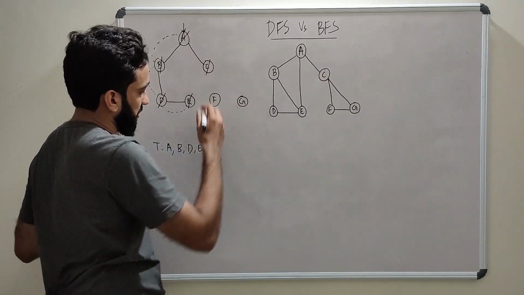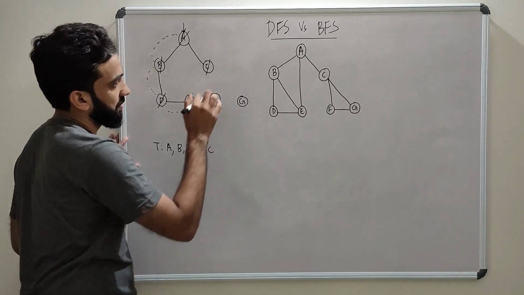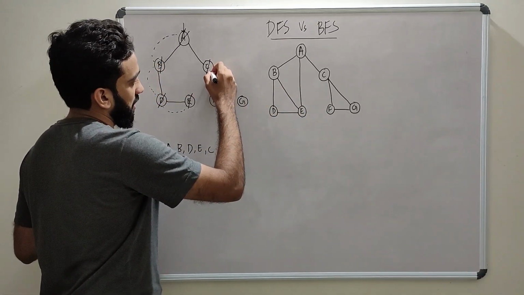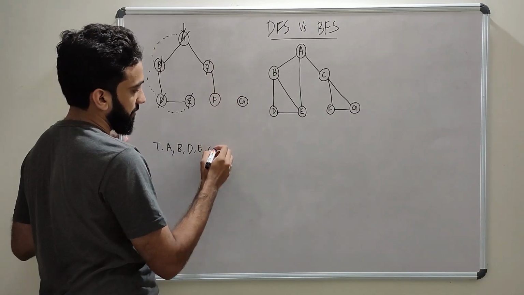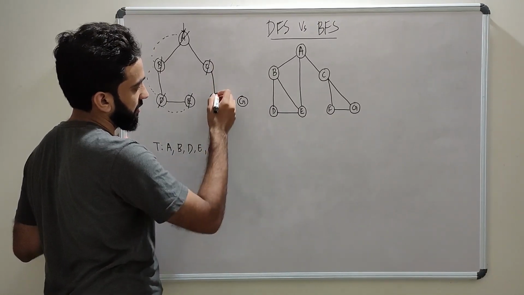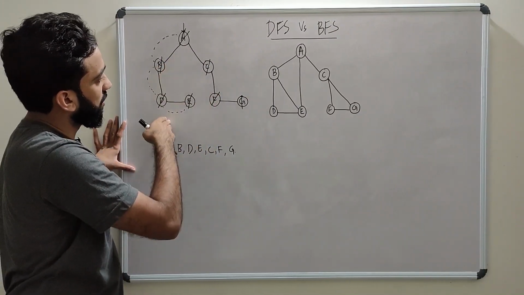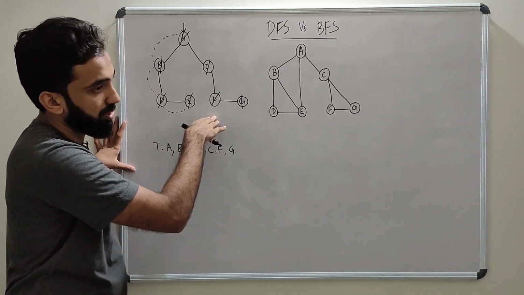So we'll mark C as visited. We'll add C to our T list. From C, it has option to F and G. So let's say it goes to F. We'll add F to our T list. We'll mark F as visited. You can see the pattern here. From one node to the other node, it goes deeper and deeper as long as possible.